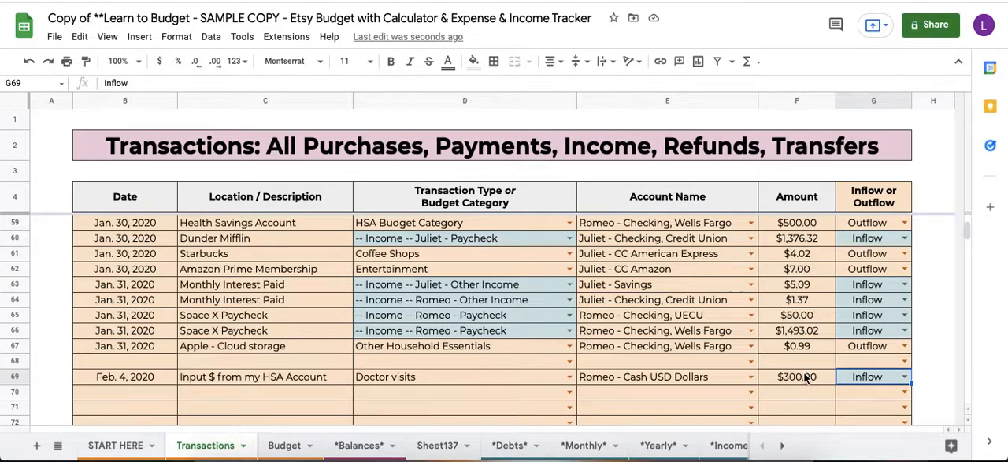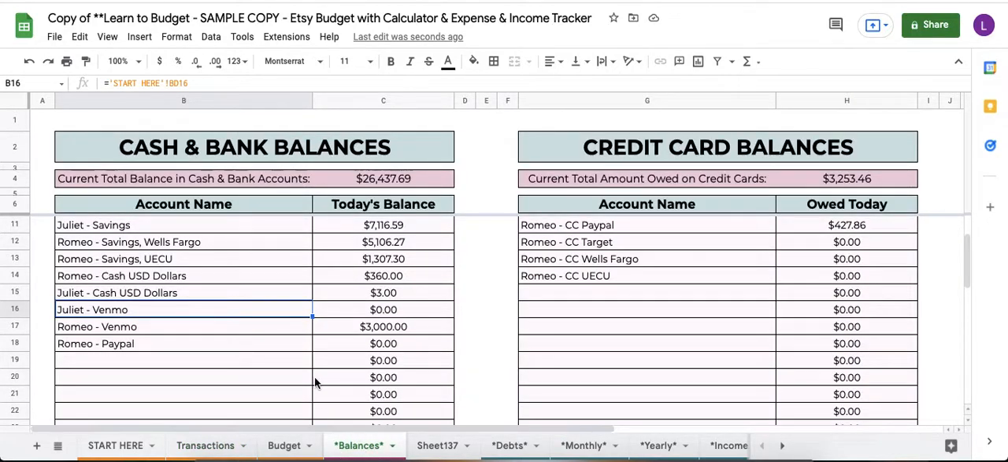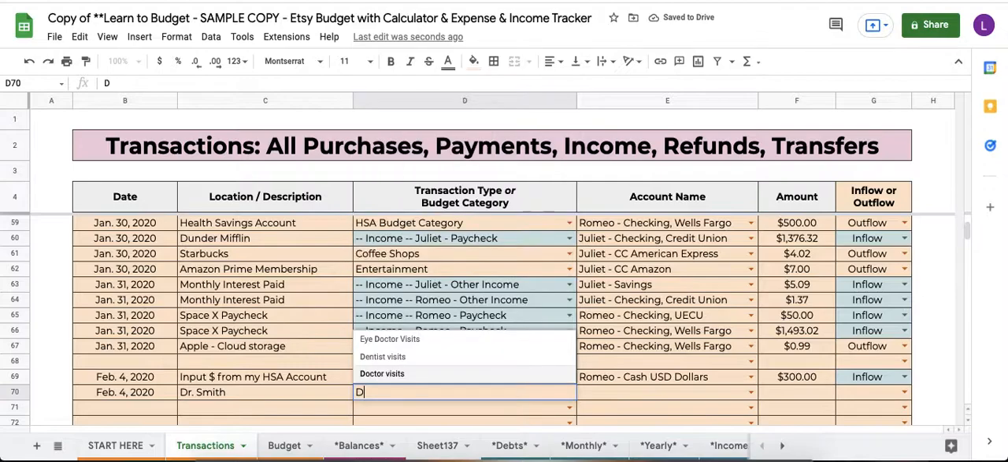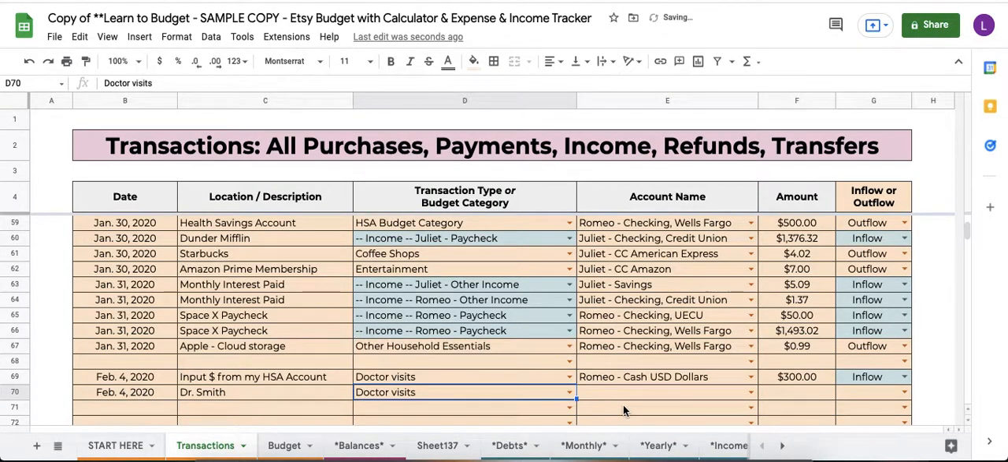So what happens here when I put the $300 towards Romeo's cash is, of course, on the balances sheet, it now says that Romeo has $360 in cash. Don't worry, that's going to be fixed. Let's go back to the transaction sheet. Then, what I'm going to say is on February 4th, 2020, I went to Dr. Smith, and I had a doctor visit, obviously, and I paid for it with cash, Romeo's cash. It was $300, and that was money outflowed.